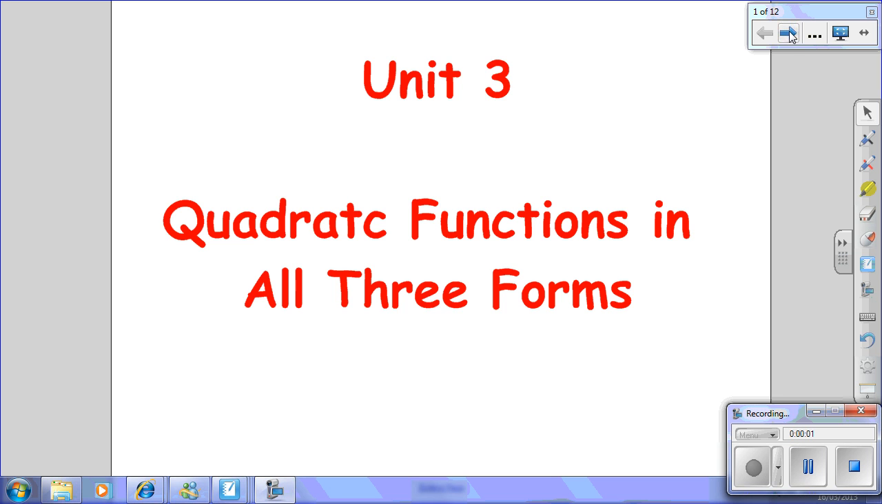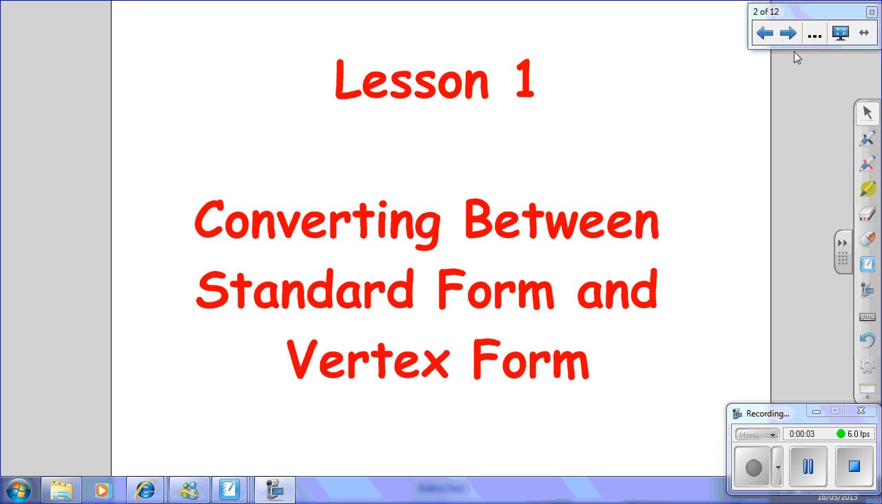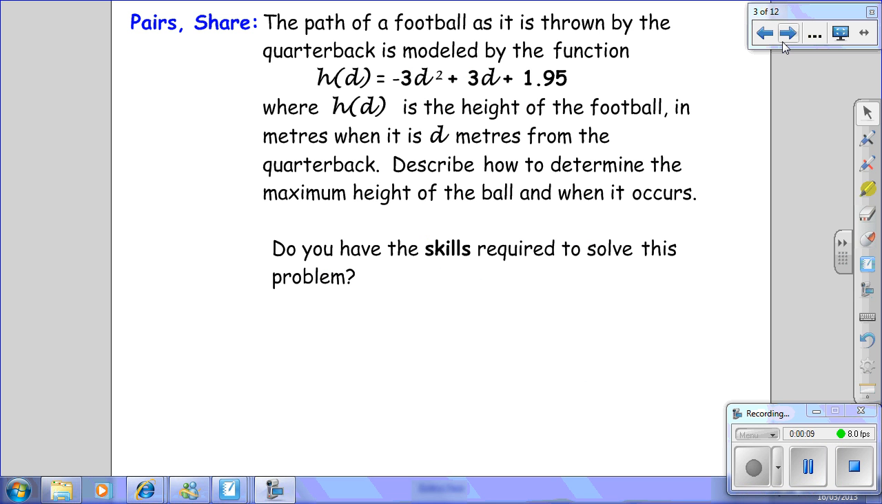Quadratic functions in all three forms: standard, vertex, and factored form. What we're going to focus on today is converting between standard form and vertex form. We're going to think about this question here first.